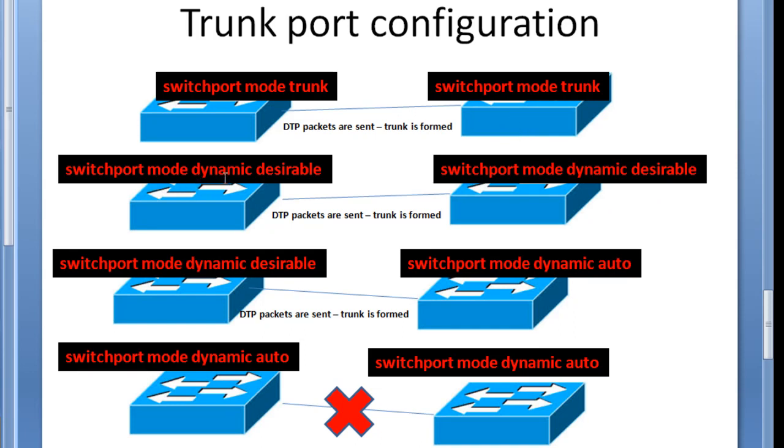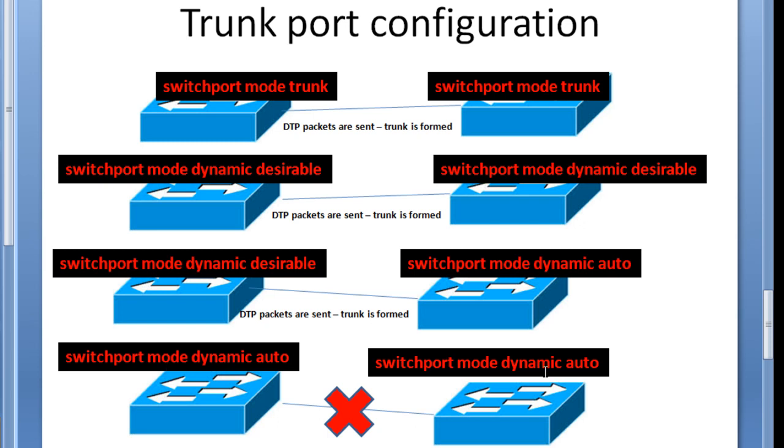If you use switchport mode dynamic desirable, a trunk link will also be formed, because DTP packets are sent, and those are DTP negotiation packets. Those packets are sent in order to negotiate the trunk. If you do switchport mode dynamic desirable to switchport mode dynamic auto, a trunk will be formed too, because one side will negotiate with the other side.